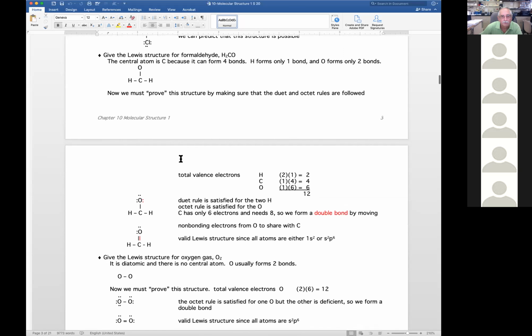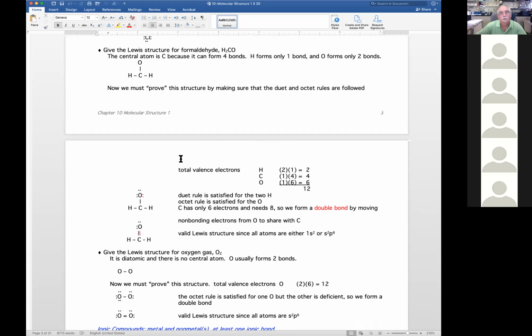So what about for formaldehyde? Now, formaldehyde is a common name. I didn't give the systematic name here, but you could say dihydrogen carbon oxide. That's fine. But normally you would name this with the organic chemistry nomenclature. But anyway, formaldehyde is fine. So I would predict that carbon is going to be the central atom. I know it's not going to be hydrogen, because hydrogen can only form one bond. It can never be a central atom.